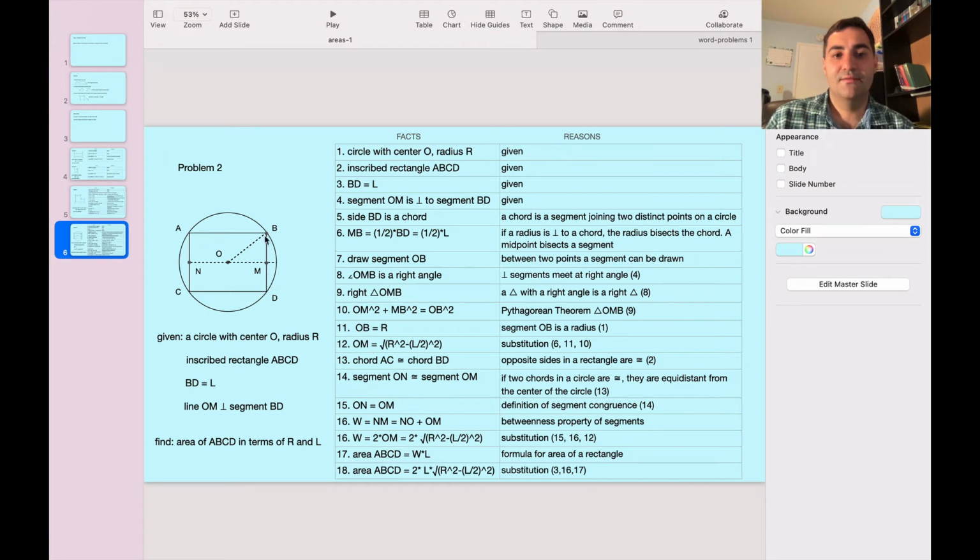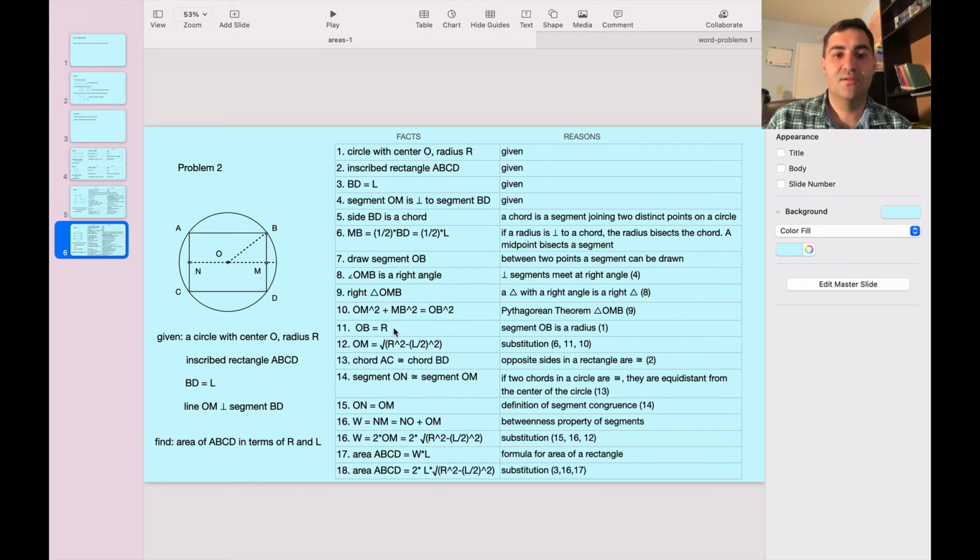So in other words, the length of MB is going to be 1/2 of the length of BD, right? Because to bisect is to split into 2 congruent parts. So if you measure one of those parts, the length is going to be 1/2 of the entire part. Now we're going to draw a segment OB. Between 2 points, a segment can be drawn, and we know that angle OMB is a right angle, because perpendicular segments meet at right angles. So triangle OMB is a right triangle, because a triangle with a right angle is a right triangle.